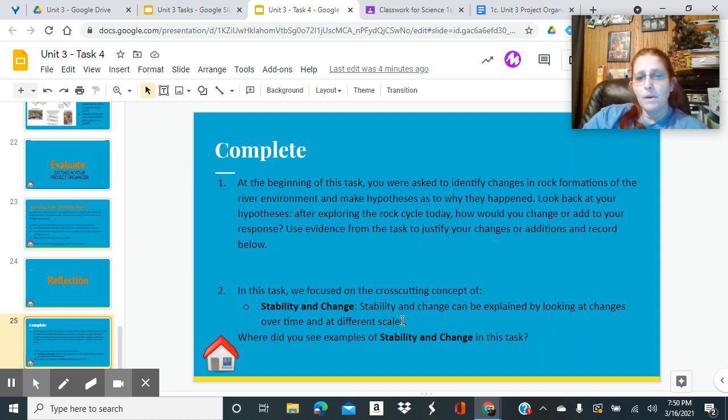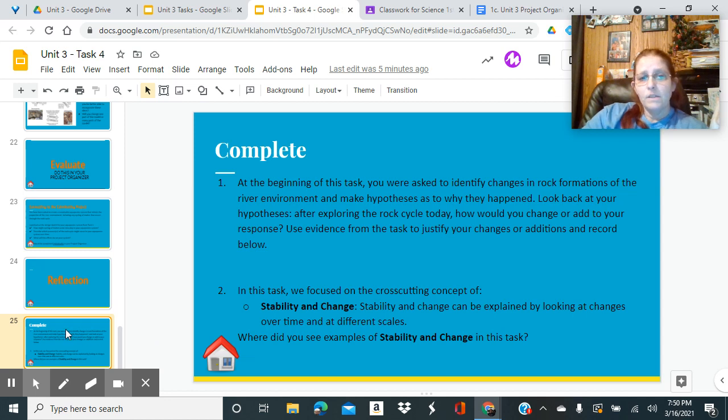All right. Think about stability and change and how it can be explained by looking at the changes over time on a different scale. Where did you see examples of stability and change in what we did throughout the week? Hopefully maybe in our experiment with the Starburst, something like that. Okay. Think about all that.